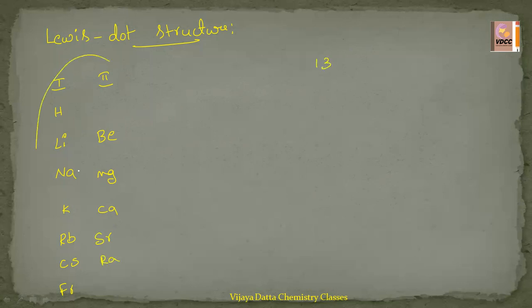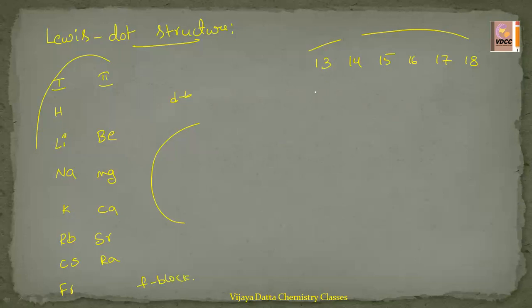These are called S block elements. From here, 13, 14, 15, 16, 17, 18 are called P block elements. In between them, there is one block, the D block. And at the bottom, there are two lines that represent the F block elements, right?